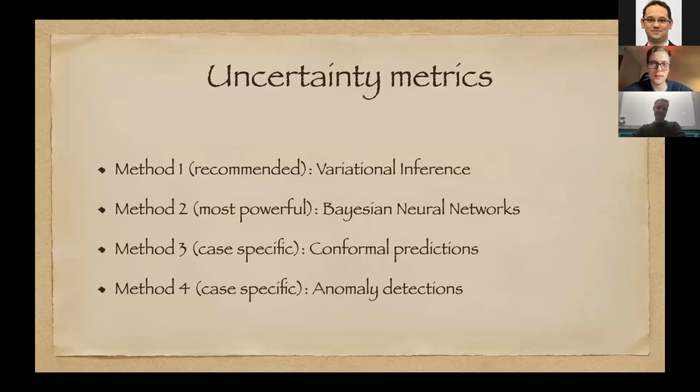And now about the uncertainty sensitivity metrics, there were multiple great talks on Warsaw.ai. Even the last episode was a talk about conformal predictions. So I can just mention that there are four typical methods. Method number one is the most recommended from a practical perspective because it's the easiest one. It's variational inference. About this one, I will talk in detail in the next slide. There is also another method, which typically is the most powerful, but also it's very rare.